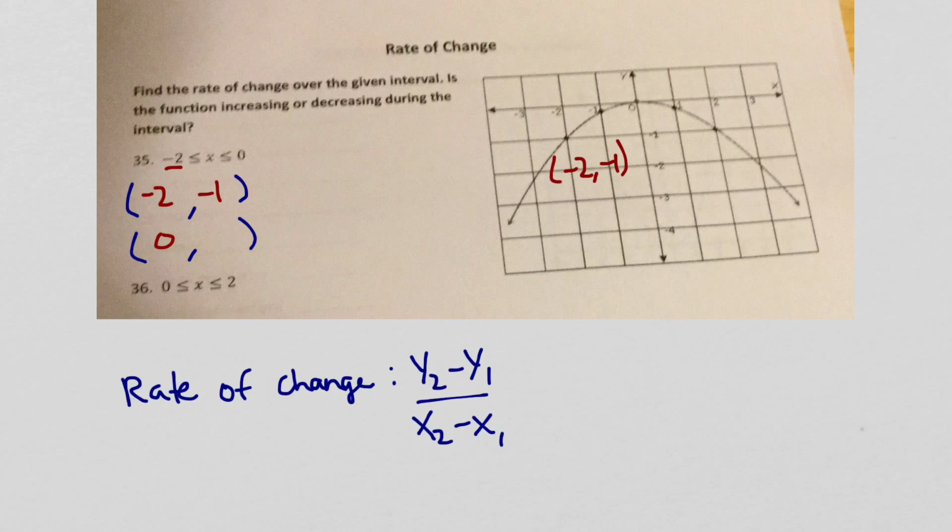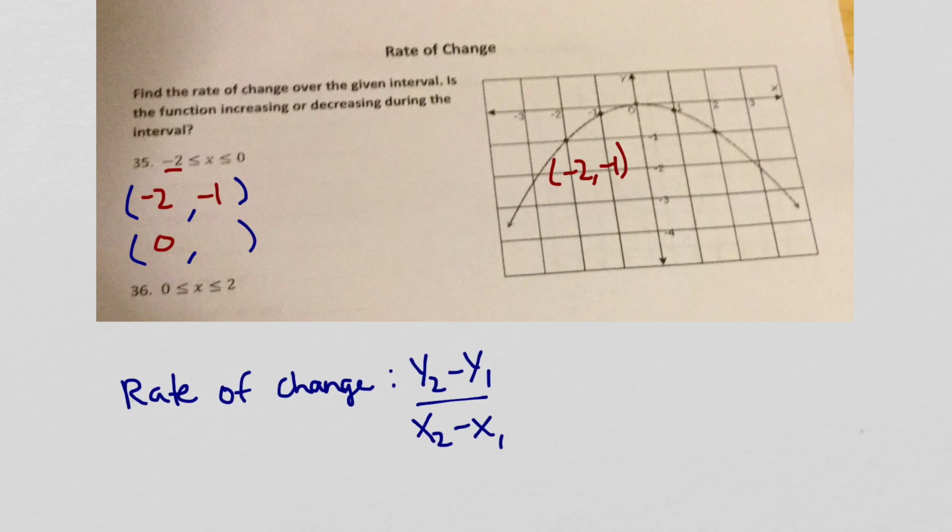The other point's going to be where 0 is on the graph, and so if I go there, that's right on the graph already, so 0, 0 is my other point. So now I just need to plug those into the formula. So 0 minus negative 1 over 0 minus negative 2. When I subtract a negative, those are going to switch. So 1 over 2 is my rate of change over the first interval.